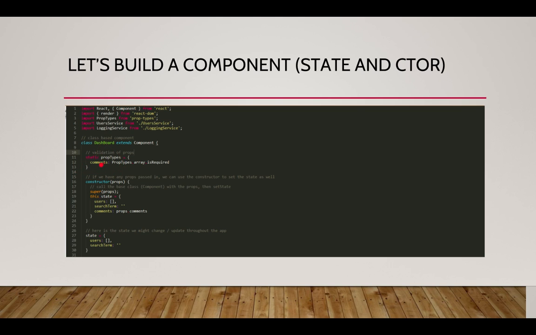And again, we're declaring this as a static method. So this means that we could log out Dashboard.propTypes. We don't need to instantiate a new instance of the Dashboard class. This is just a method on the class.